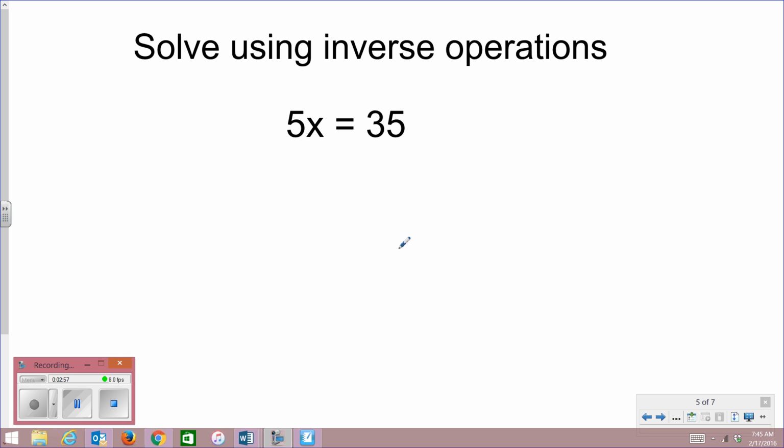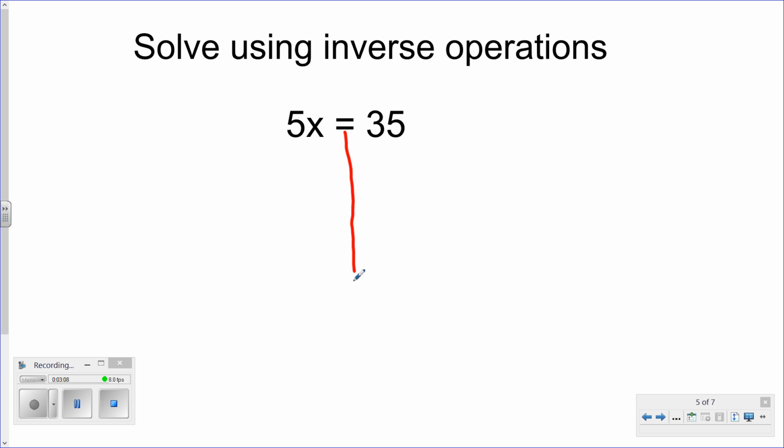This equation, 5x equals 35, is a multiplication equation. Remember, the coefficient 5 is being multiplied by the variable x. But it's still an equation, so I'm going to draw my balance line. And the inverse of multiplication, I know, is division. So instead of multiplying by 5, I'm going to divide by 5 to undo that. I'm going to divide both sides by 5 because I need to keep my equation balanced. So multiplied by 5, divided by 5, those are inverse. So x equals 7. 35 divided by 5 is 7.